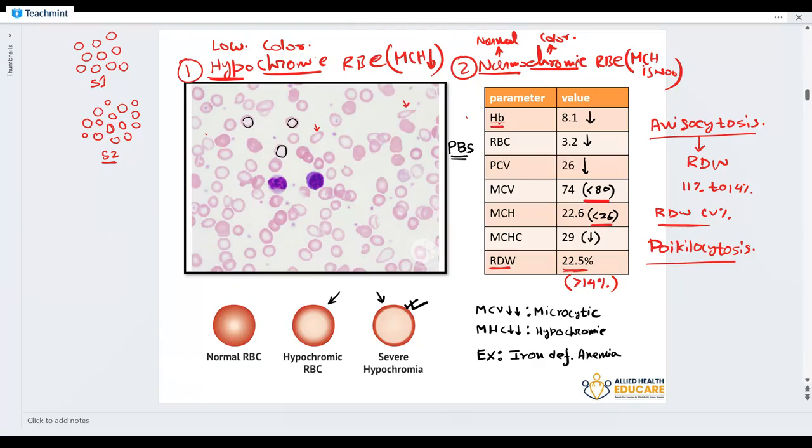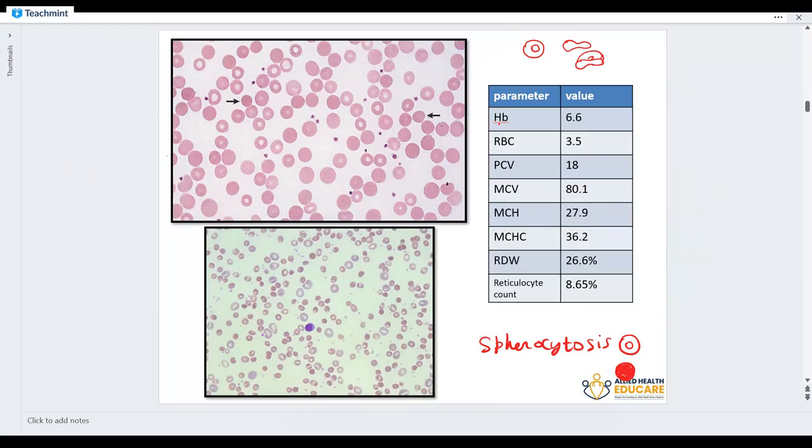Next, move to another PBS. So here, what is seen?